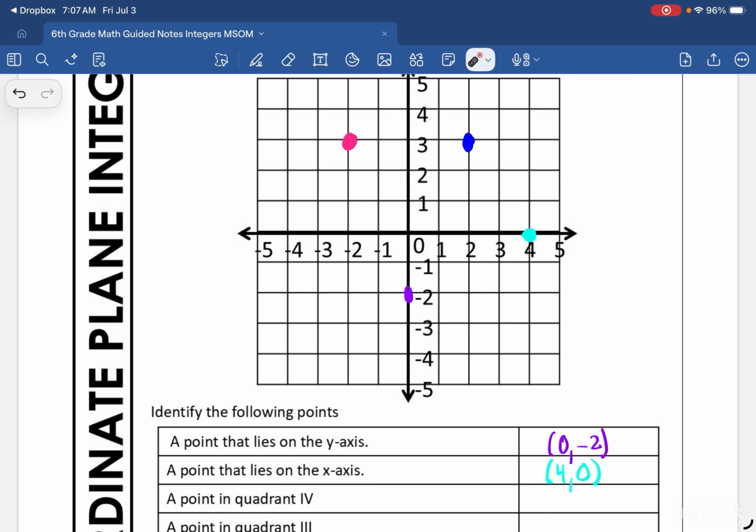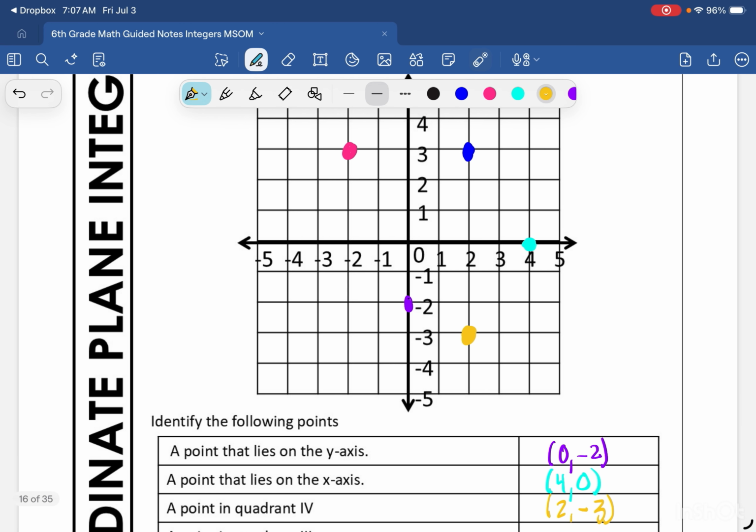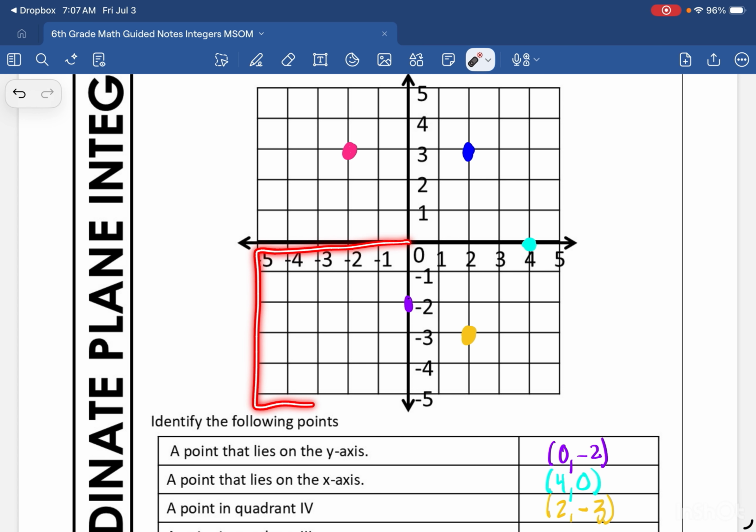A point in quadrant 4. This is quadrant number 1, and then I go in the counterclockwise direction. 1, 2, 3, 4. So somewhere in this quadrant, I need a point. Let's just pick one. Let's do this point right here. So that's 2, negative 3. Now I need a point in quadrant 3. That's this quadrant right here. Let's pick this point. So starting at 0, that's going to be negative 4, negative 2. To the left and down.